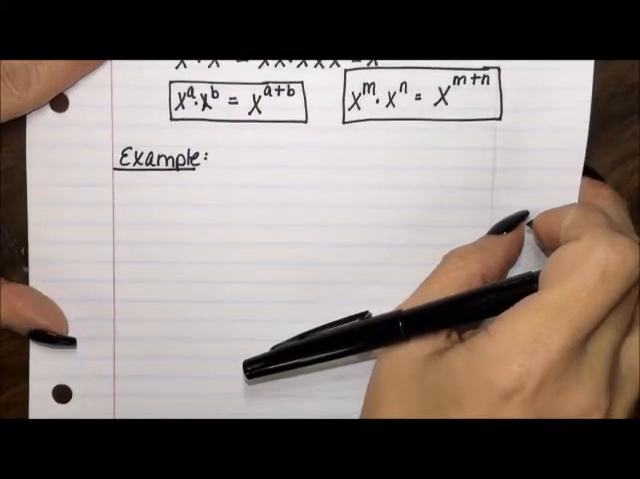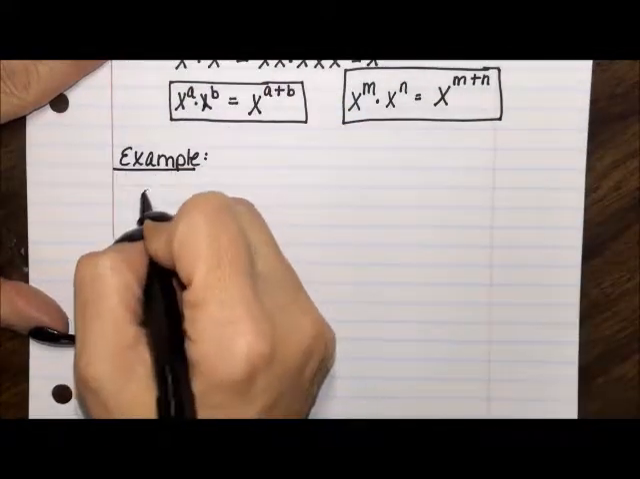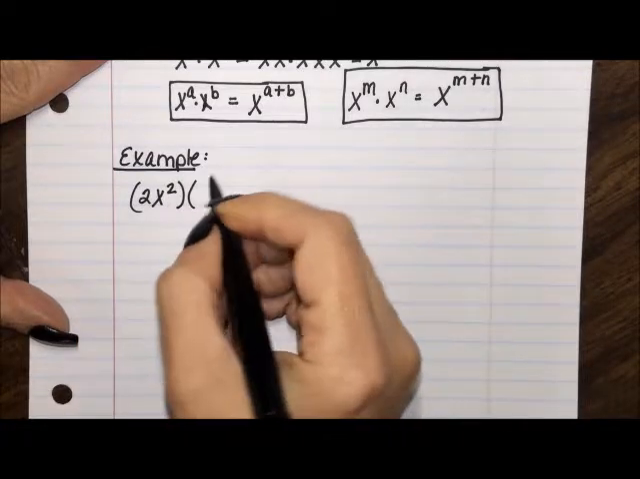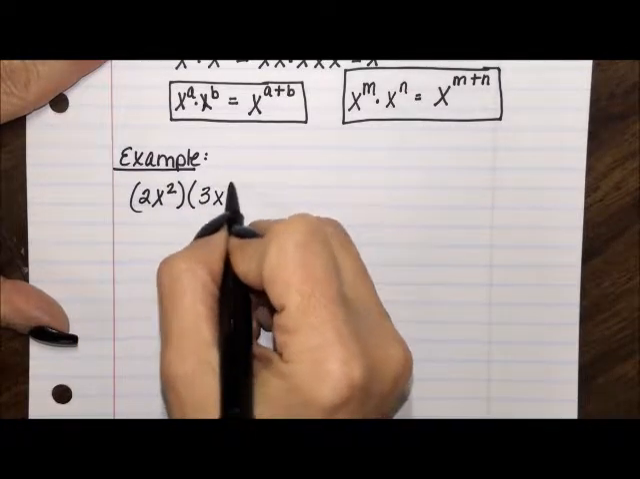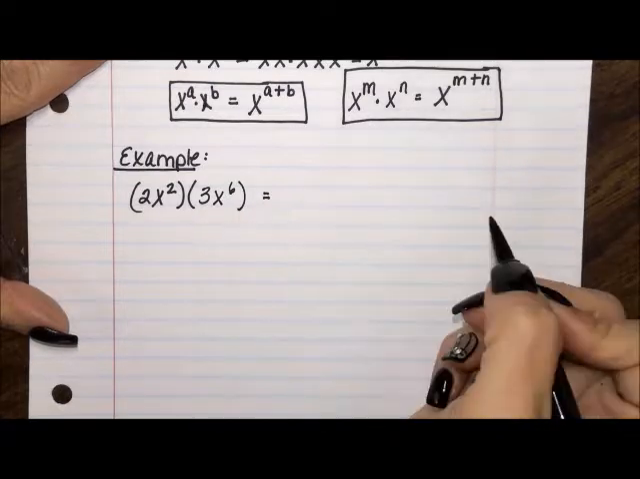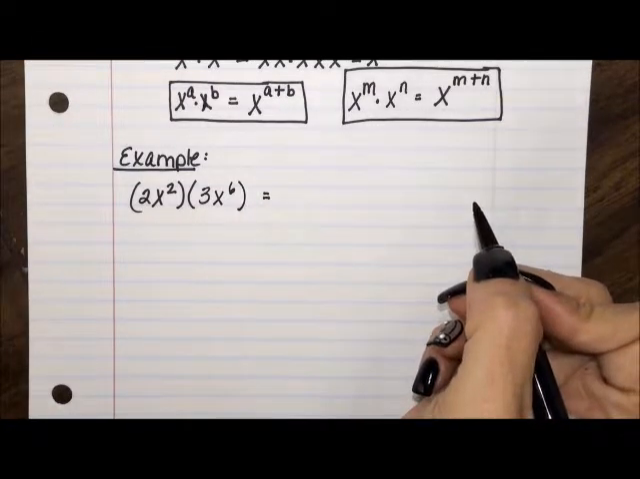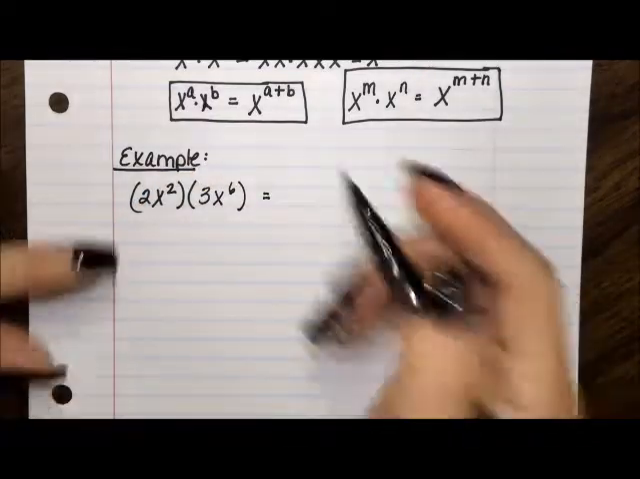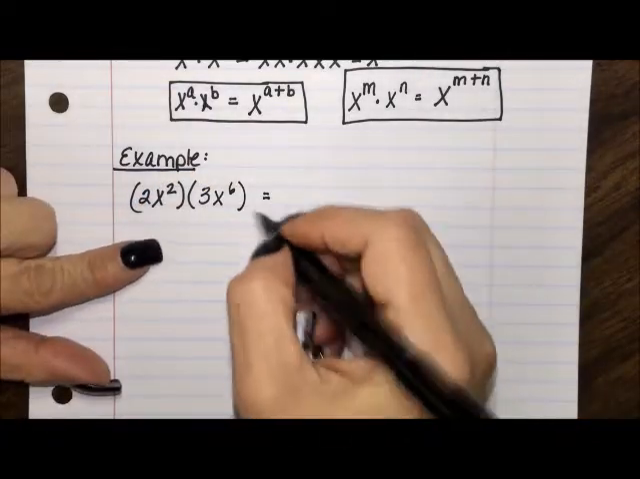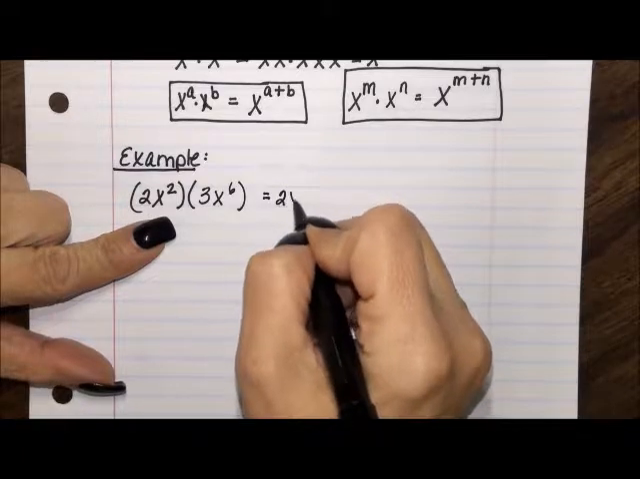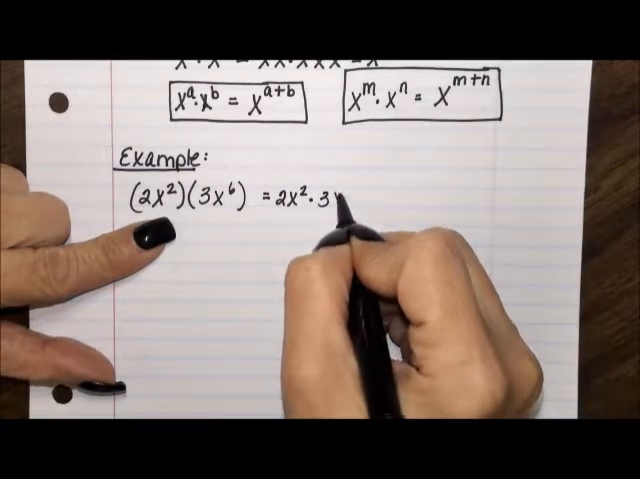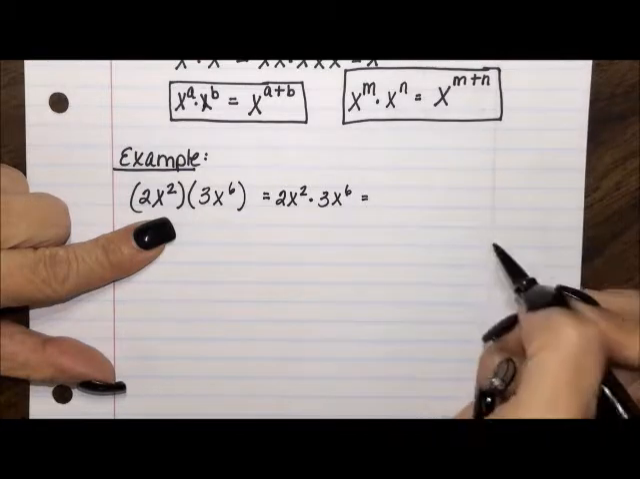Let me leave those on the screen. Let's try 2x squared times 3x to the 6th. It's a little different because you see those parentheses. So let's get rid of the parentheses. Once you see it done once, it'll make sense to you. So 2x squared, let's just put a dot, 3x to the 6th.